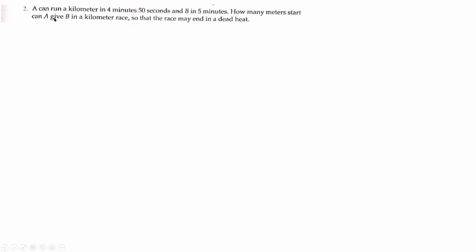Next question. A can run a kilometer in 4 minutes 50 seconds and B in 5 minutes. How many meters start can A give B in a kilometer race so that the race may end in a dead heat? So here the times taken by A and B are given. We need to find how many meters start A can give to B in a 1 kilometer race so that A and B finish the race at the same time.